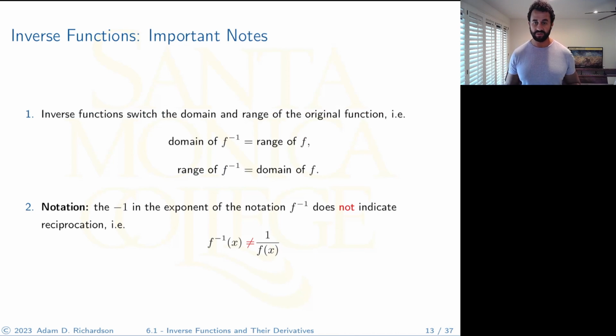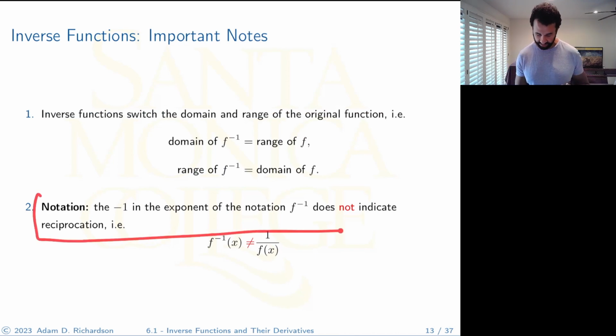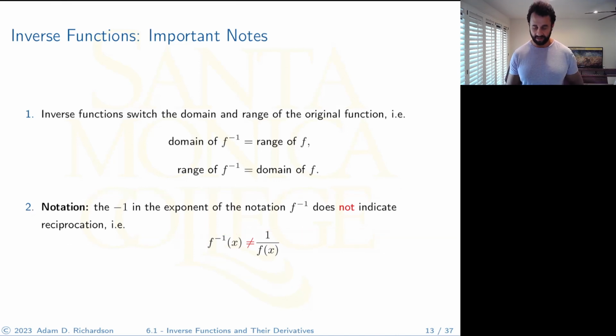The other thing is this. This is an important notational point right down here. That little -1 in the notation f inverse does not mean reciprocation. So this is what we call an abuse of notation. We're abusing the to-the-negative-1 notation, but we're abusing it for good reason. It actually turns out to be very intuitive to call it f to the negative 1. But I just want to make it clear that when you see that, we are not talking about division. So f inverse of x is not 1 over f of x.